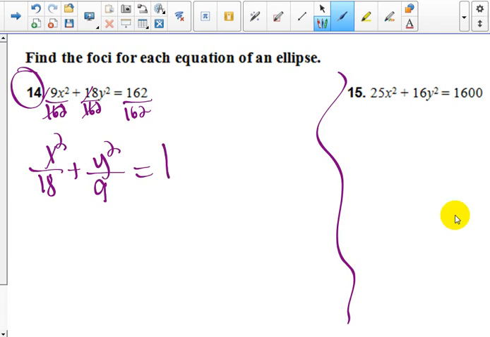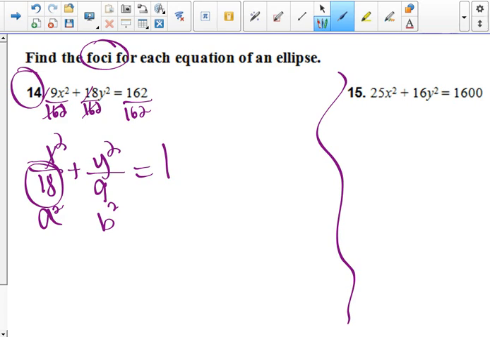So now we need to identify the foci, right? So we've got our equation. So we know, because this one's bigger, that this is our A, right? And that means this is our B. So that's our A squared, and this is our B squared right there.